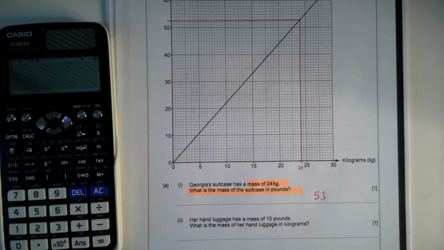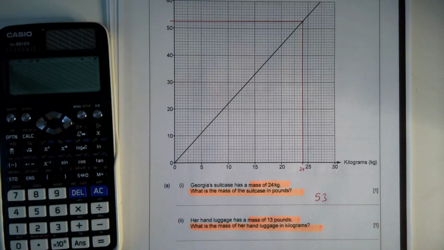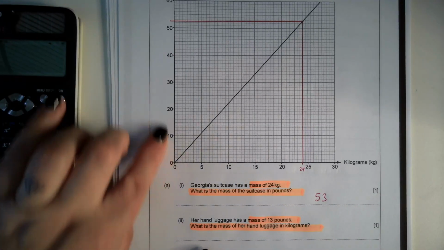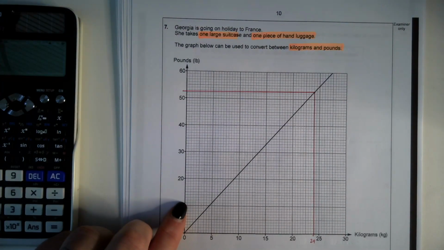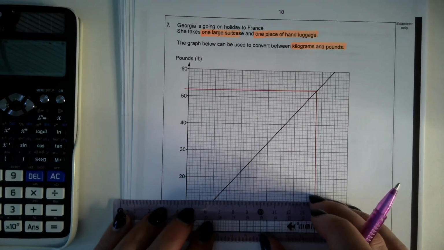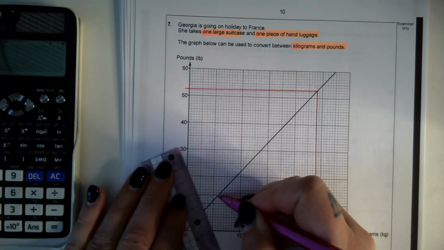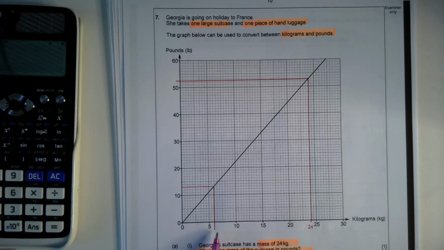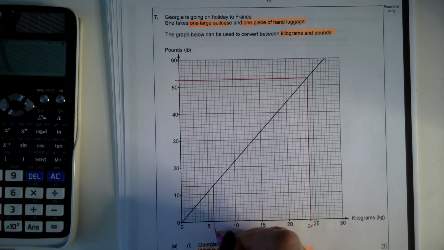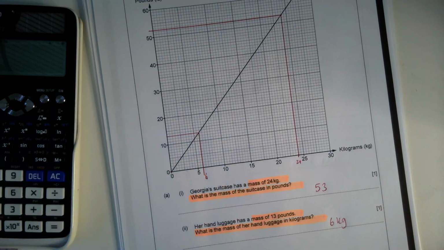Okay, the next part. Her hand luggage has a mass of 13 pounds. What is the mass of her hand luggage in kilograms? So we're starting on this axis now, 13 pounds. So I'm going to go 10, 11, 12, 13. Read across. And then read down. So we need to remember that this bottom scale, 2 of those small squares was equal to 1. So that gets us to 6. So it would be 6 kilograms.